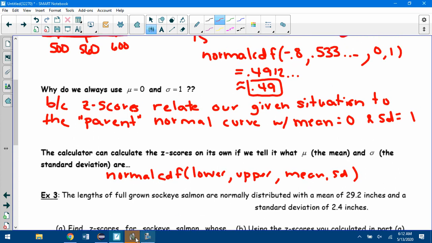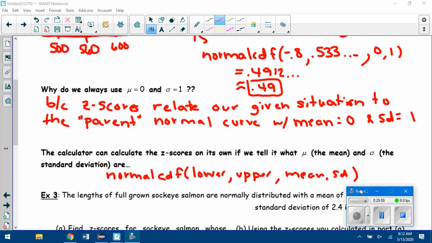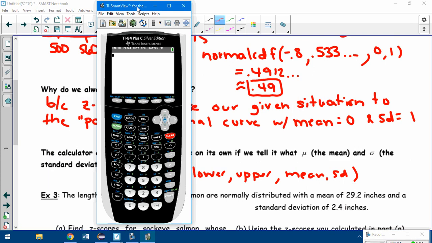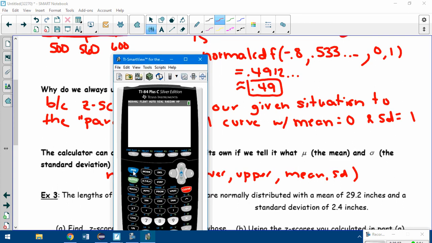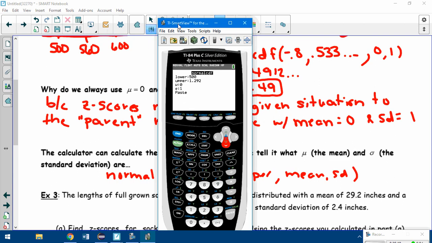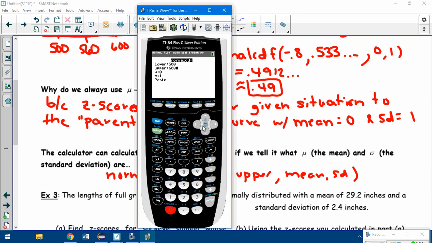Look at this last one we just did. If I had just done second distribution normal CDF and said my lower was 500, because I was between 500 and 600, with a mean of 560, because that was in the middle, and a standard deviation of 75. And if I had done that and bypassed the whole z-score thing, we get the exact same number.